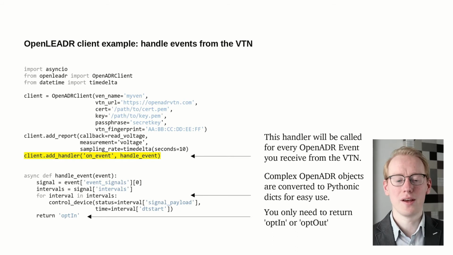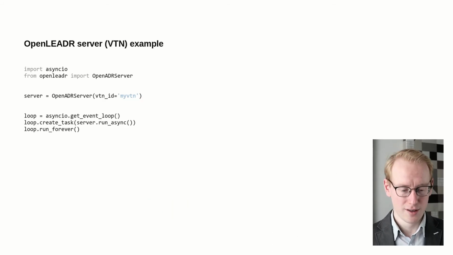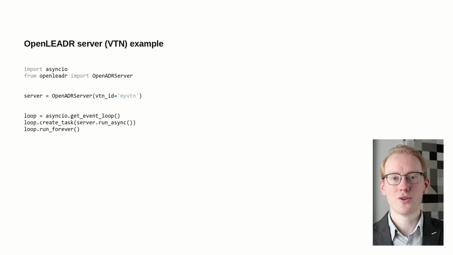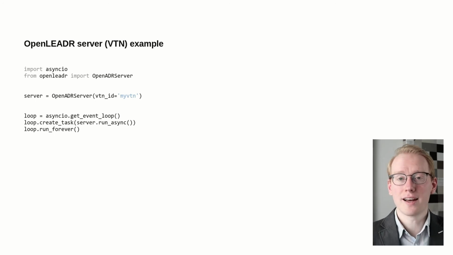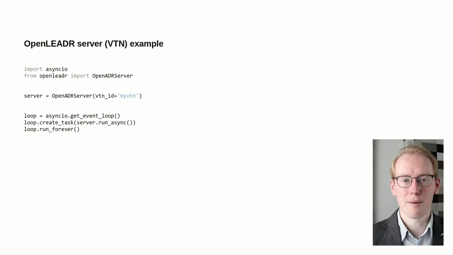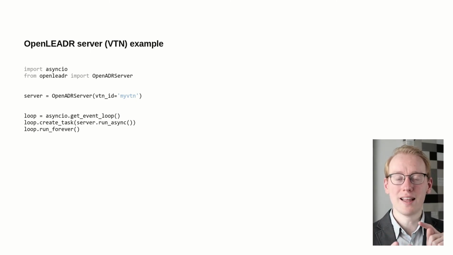Now let's take a look at the other side. Let's take a look at the server, the virtual top node. It's pretty similar. You create an OpenADR server with a VTN ID. This is how you identify yourself to the clients that connect to you. And you run it. And now clients can connect, but there's nothing much interesting happening. So we need to implement three things, which are the registrations, the reporting, and the events.